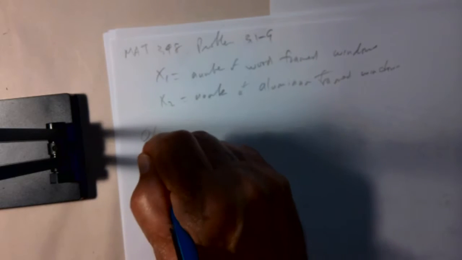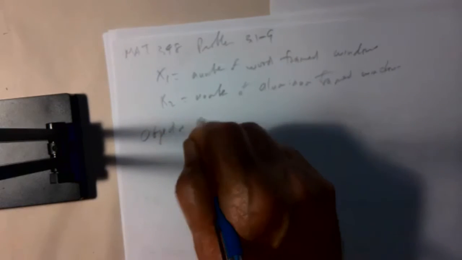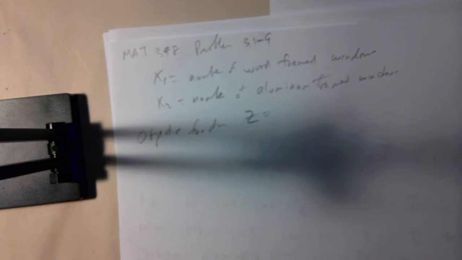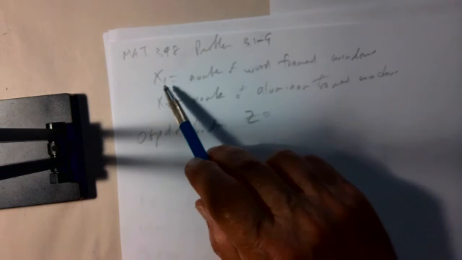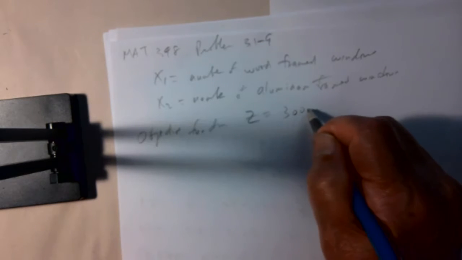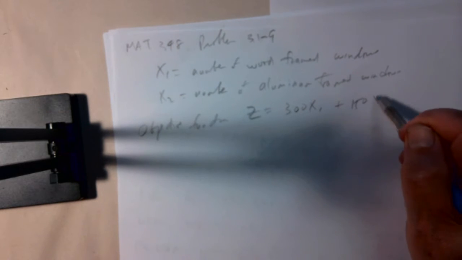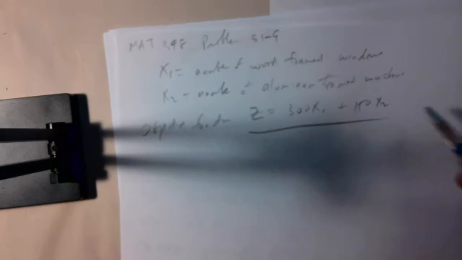So the objective function, what you want to maximize, Z, it's your profit. And for every wood frame window you make, you get $300. So if you make X1 wood frame windows, this is 300 X1. For every aluminum frame window you make, you earn $150. So 150 X2. So this is the objective function, and you want to maximize it subject to the constraints.